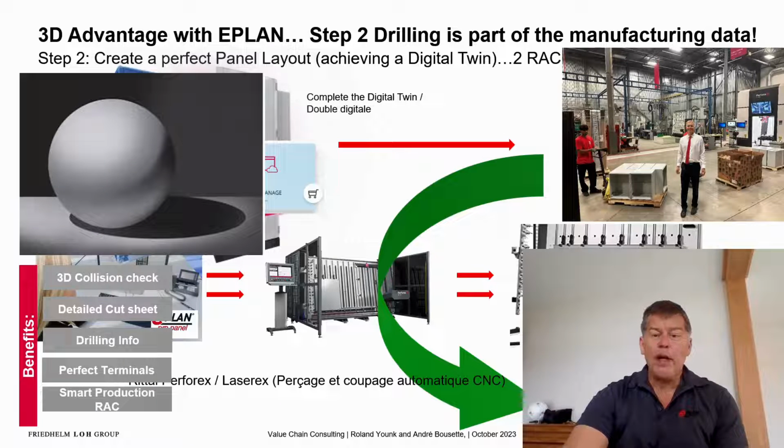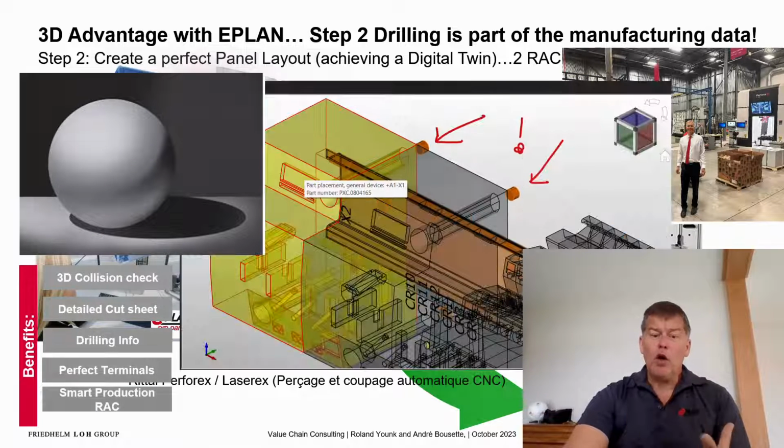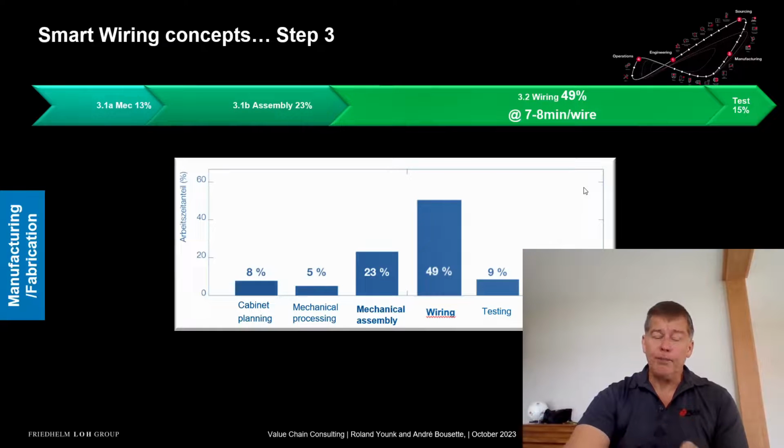Now, the reason why is because in our 3D, all components actually have additional information, such as the drilling information, that follows it like a shadow follows any kind of object. So it's kind of cool to use Eplan in this regard because the drilling is made a lot easier.